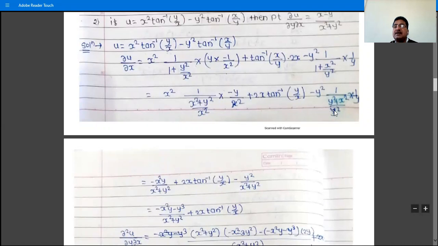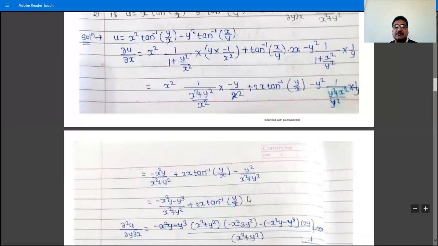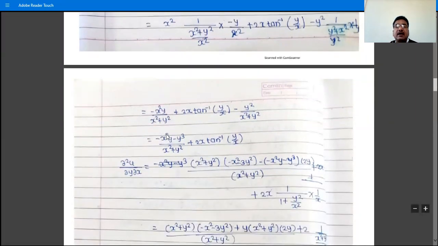What is the simplification of this factor? y²/(x² + y²), and y² into y² gives y⁴ divided by y, which is y³. Don't write y² here, because y² into y² is y⁴, divided by y gives y³. So write y³ divided by x² + y², and the LCM is x² + y². So we have −x²y − y³. For accuracy, write y³ here: (−x²y − y³)/(x² + y²) + 2x tan⁻¹(y/x).